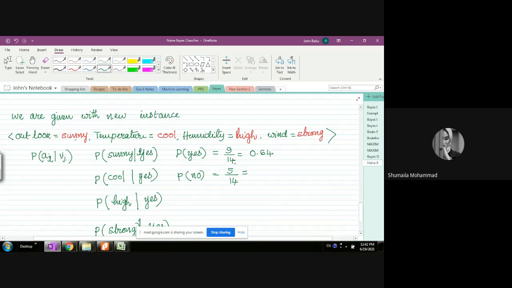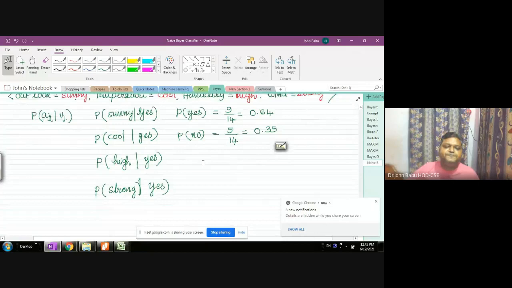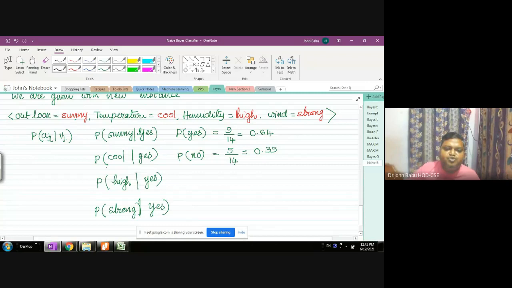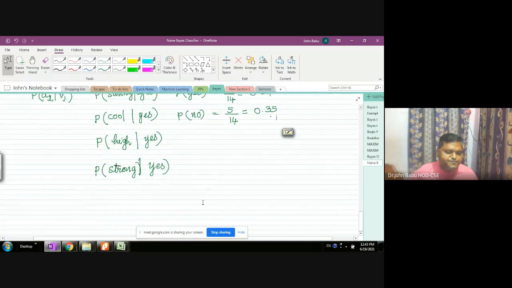So similarly, we have to calculate what is the probability of Sunny given no? What is the probability of Cool given no? What is the probability of High given no? What is the probability of Strong given no? Then we have to multiply it with the no probability. So first we'll calculate the positive probabilities. So that means the probability of Outlook is equal to Sunny.